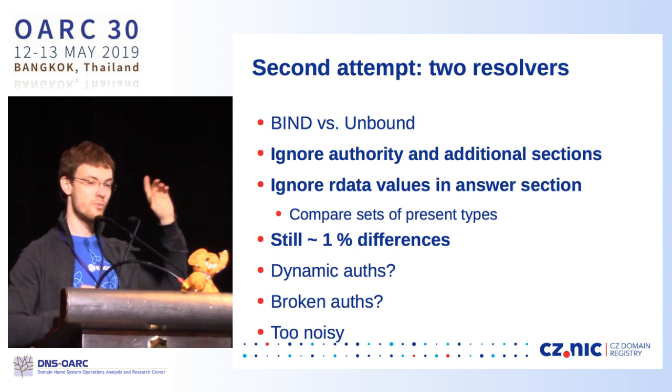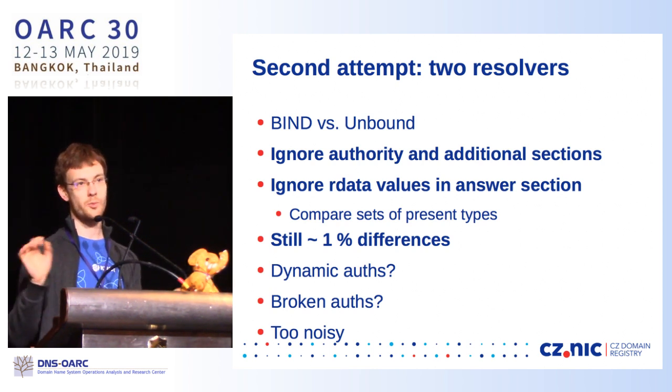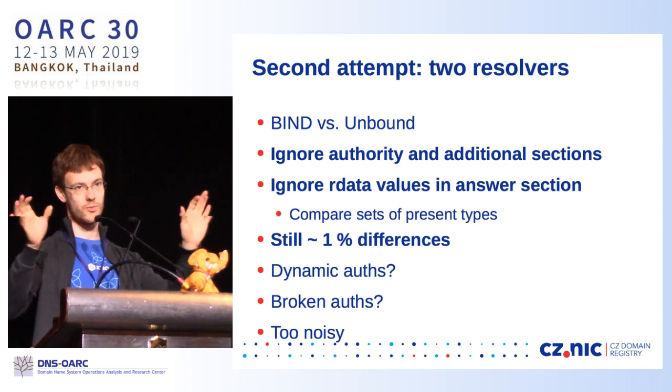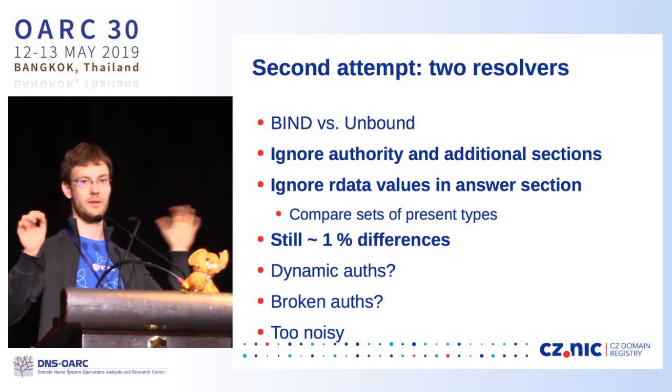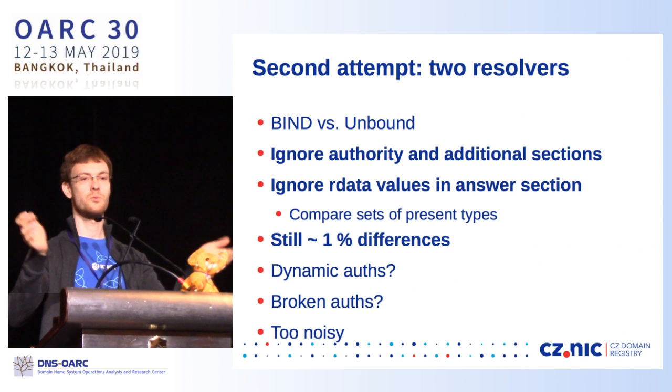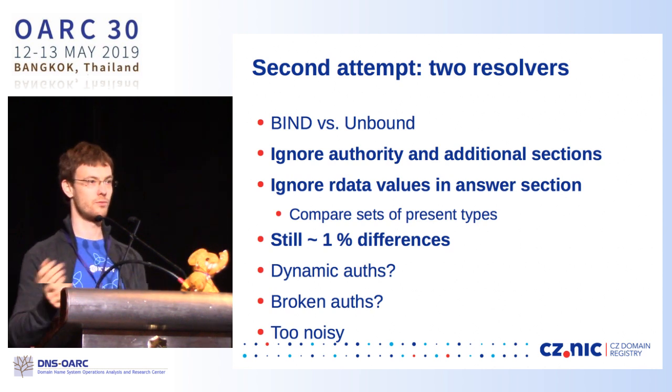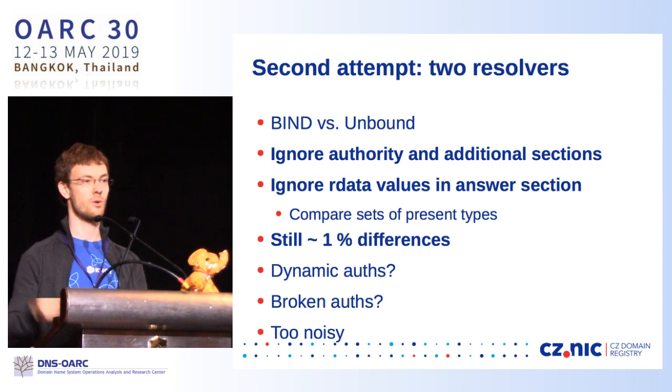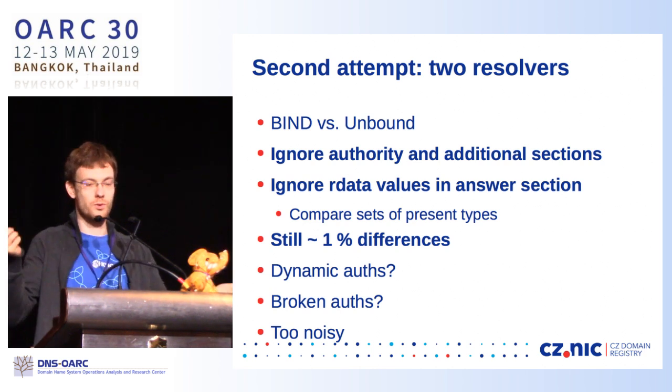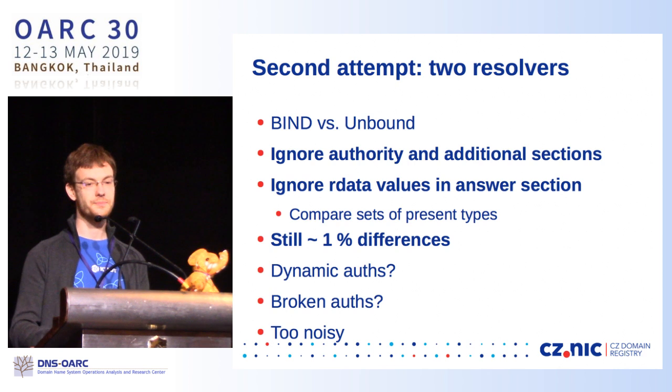This was much better, but still there was about a 1% difference between BIND and Unbound at that point and on that data set, which is way too noisy for any useful testing. Because if you have a 1% difference all the time you run it, then how do you analyze that?